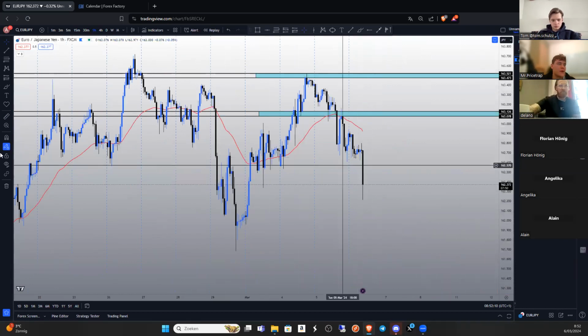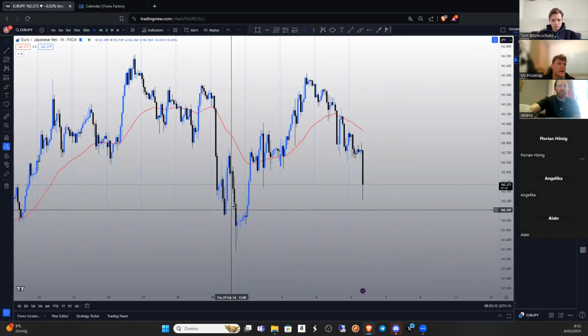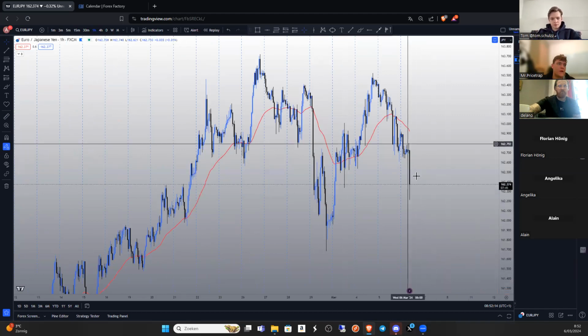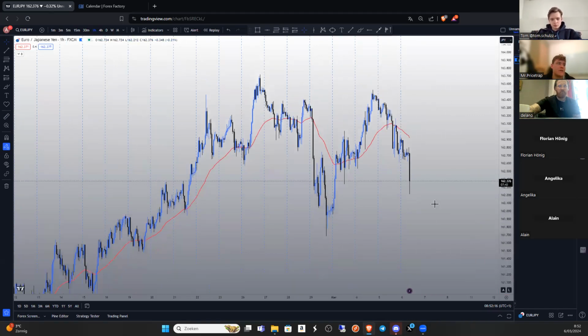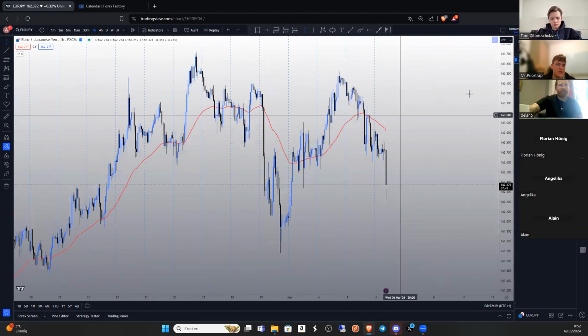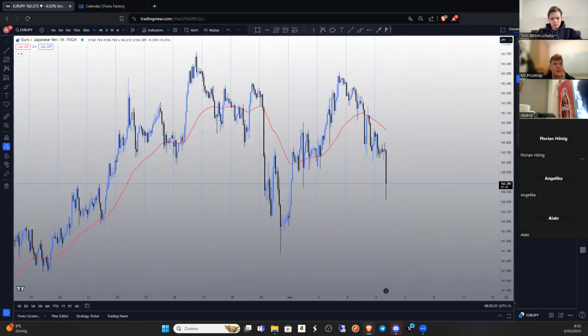I'm going to come back to this pair because I do like the breakout we are seeing again. Maybe we could follow up that breakout to the downside and keep moving to the downside. But we shall see what we can do with the pairs for today.